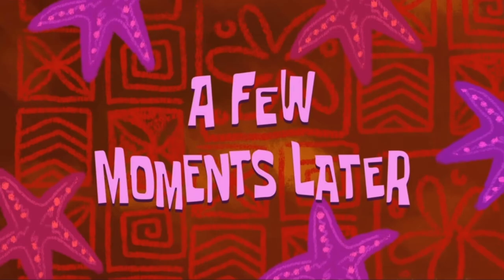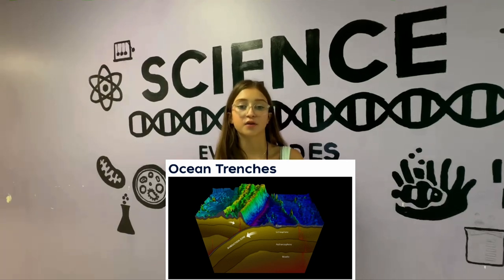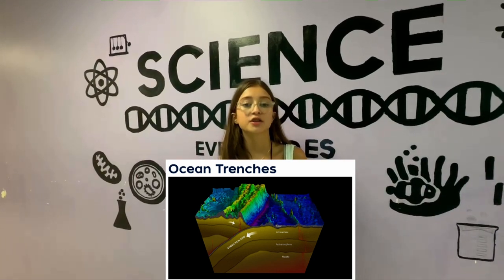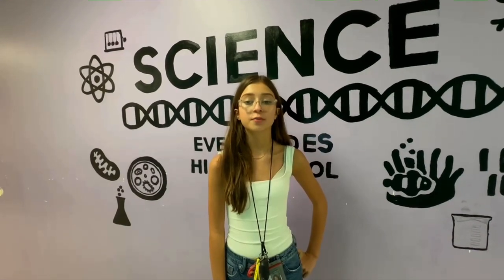A few moments later. An essential part of the tectonic plate theory is how plates were affected by ocean floor features. To further understand this concept, we're going to take a deeper dive into a specific feature known as a trench. A trench is a narrow depression found on the ocean floor. The depressions themselves could be several kilometers long and are regarded as the deepest natural features around the world.